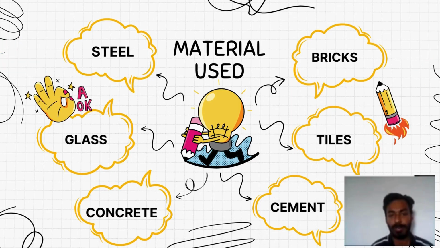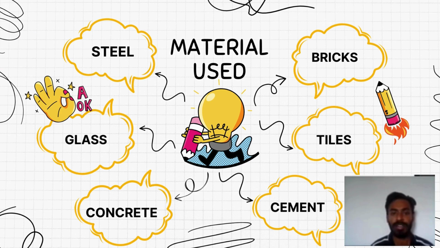The first assignment is about the materials used in civil engineering construction. There are a lot of materials used in civil engineering construction, for example steel, glass, concrete, cement, tiles, bricks, etc. But steel, bricks, concrete, and cement are the main materials for civil engineering construction.